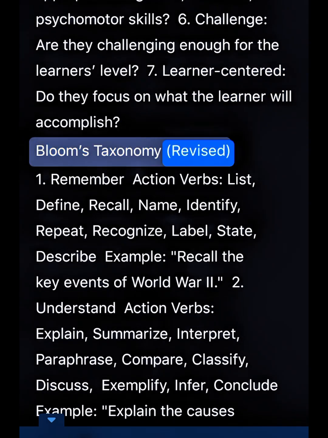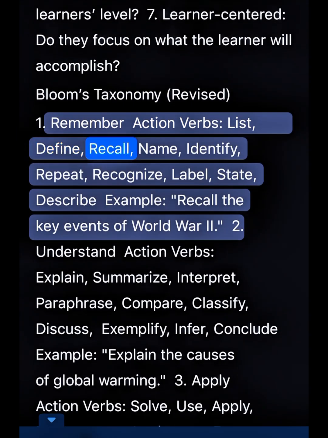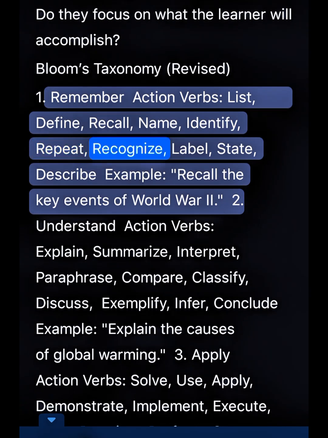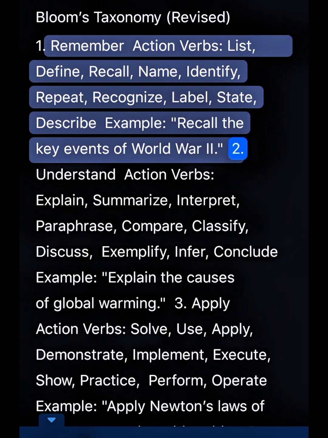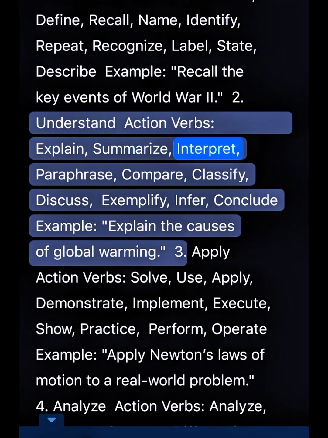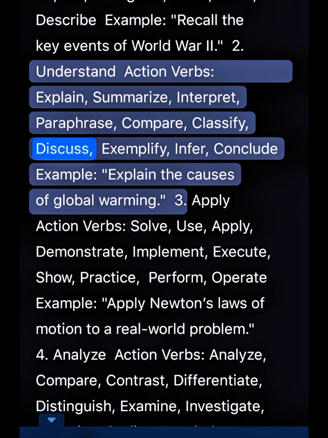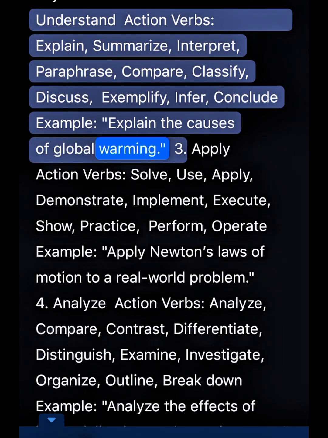Bloom's taxonomy, revised. 1. Remember. Action verbs: list, define, recall, name, identify, repeat, recognize, label, state, describe. Example: recall the key events of World War II. 2. Understand. Action verbs: explain, summarize, interpret, paraphrase, compare, classify, discuss, exemplify, infer, conclude. Example: explain the causes of global warming.